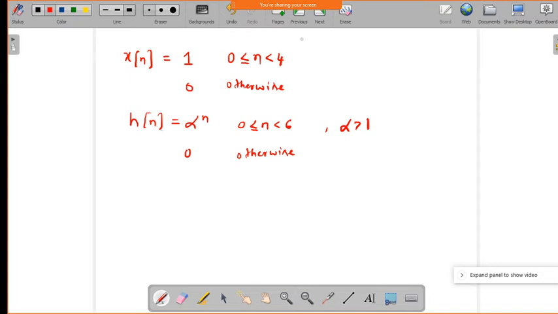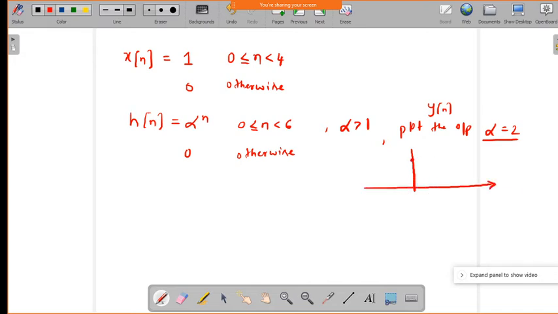And also plot the output. Okay, so they are also asking for plotting the output, plot the output for alpha equal to 2. So whatever you get as y of n, the response, you also need to plot for alpha equal to 2. Okay. So now we need to evaluate this. So first plot the x of n and h of n. Okay. So if you plot x of n, what will you get?